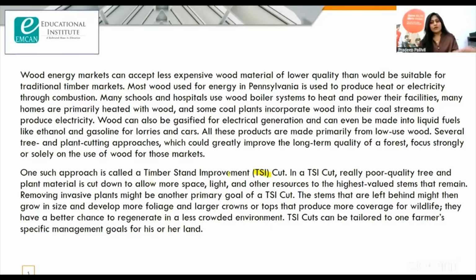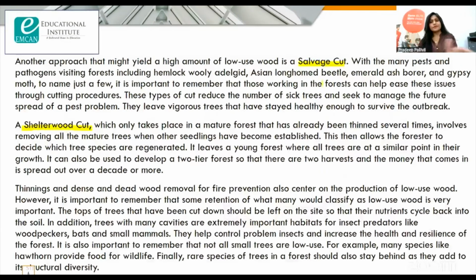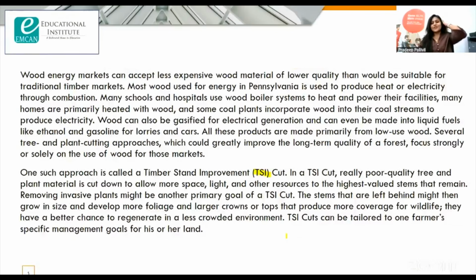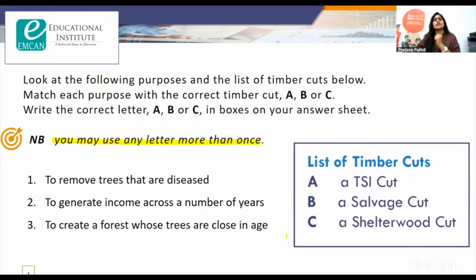So this paragraph is all about TSI cut. This one is about salvage cut, and the next one is about shelter wood cut. So we can omit, we can avoid the first and the last paragraphs. Okay, so we found the place now. So now we know the areas to read. This is the benefit of using scanning to find the features in the passage. Okay, so now let's go to the questions.